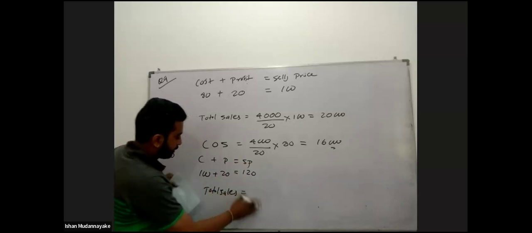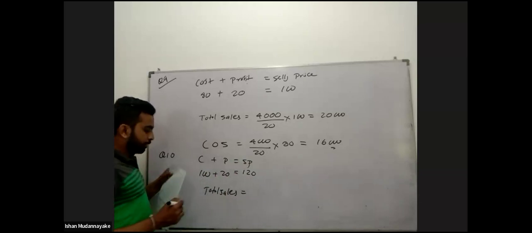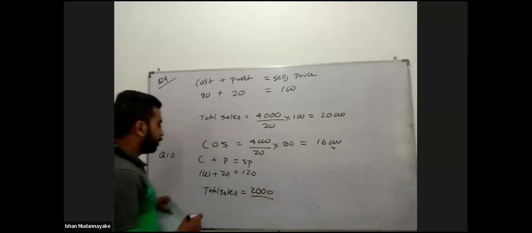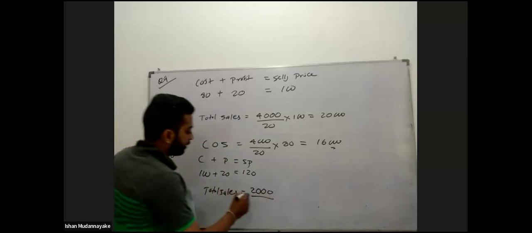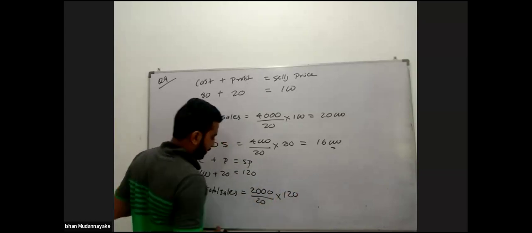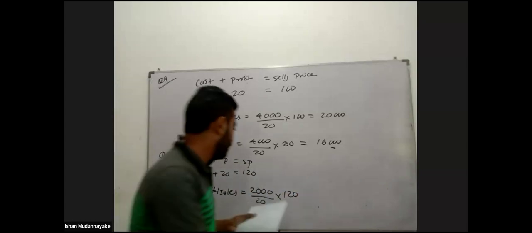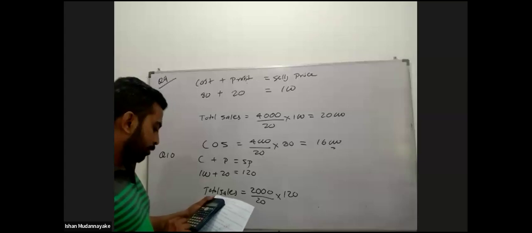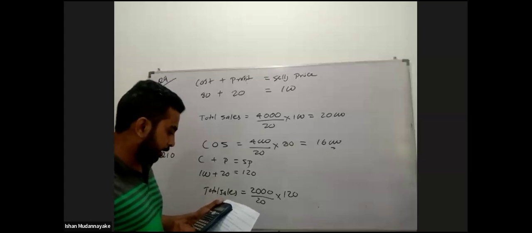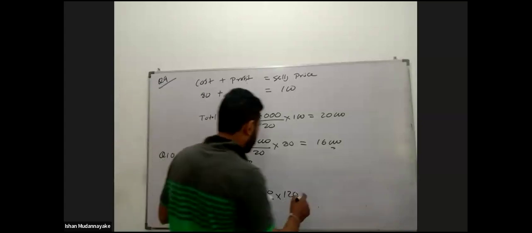Here, gross profit of the business organization is 2,000. 2,000 divided by 20. If you want to calculate total sales, multiply by 120. Tell me how much? 2,000 divided by 20 multiplied by 120 equals 12,000.